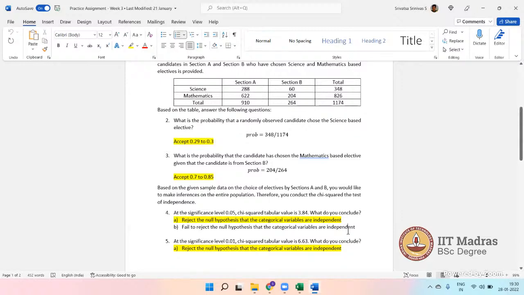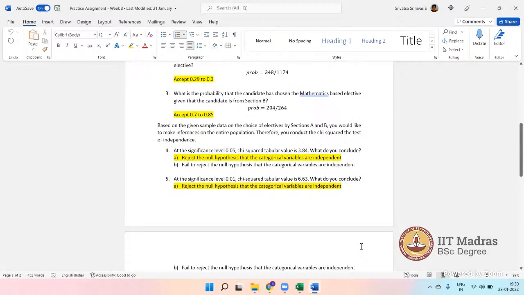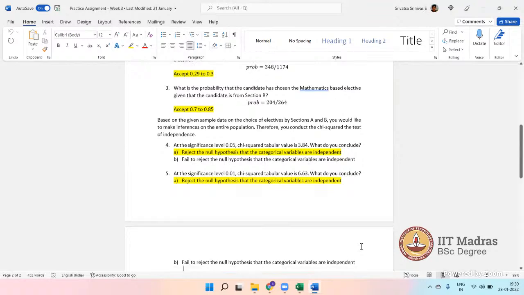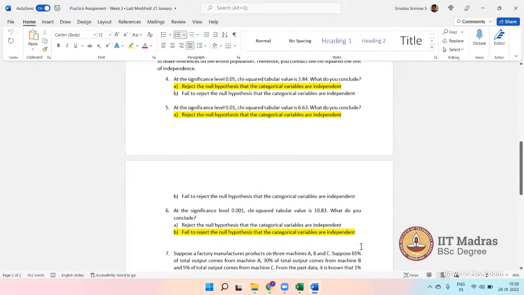Then you will go to the next question. In the next question, we are told that at a significance level of 0.01, the tabulated value is 6.63. Your value is again greater than 6.63. So you will say reject the null hypothesis that the categorical variables are independent. Then go to the next question. At a significance level of 0.01, the tabulated value is 10.83. Your value is less than 10.83. So you will fail to reject the null in this third question.